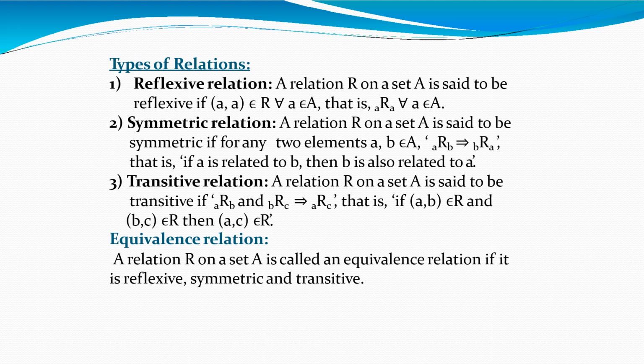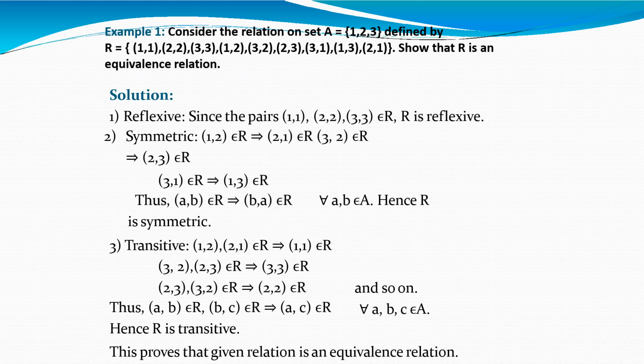So in that case we say that the relation is a transitive relation. Now see what is the meaning of equivalence relation. A relation R on a set A is called an equivalence relation if it is reflexive, symmetric and transitive. So if the relation R is satisfying all the three properties, then that relation is considered an equivalence relation.